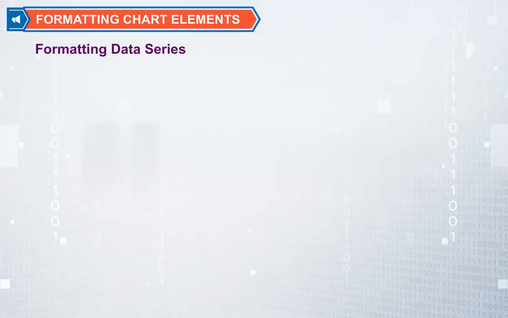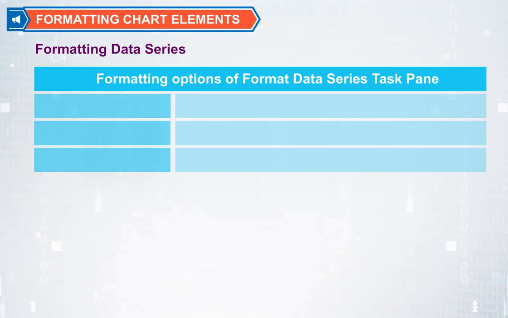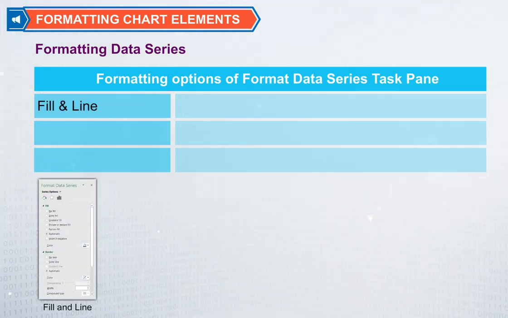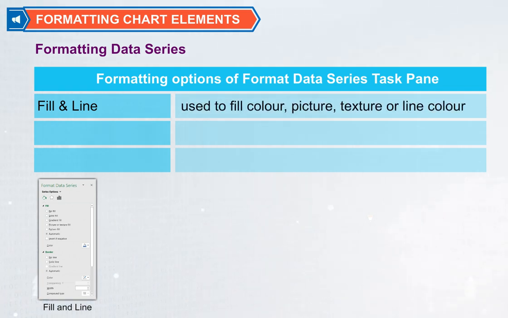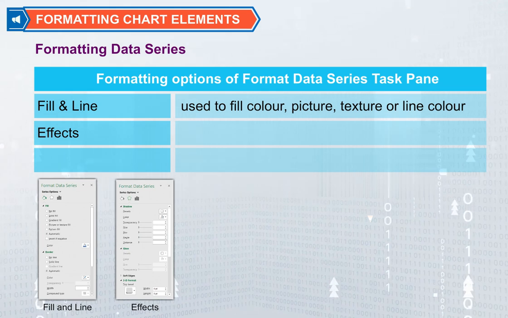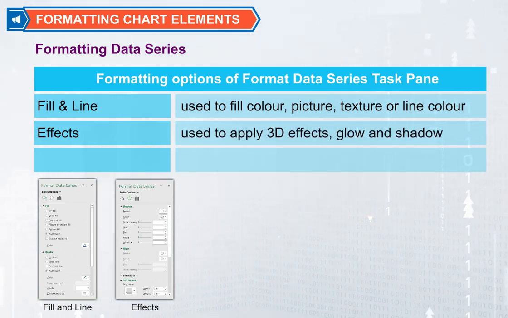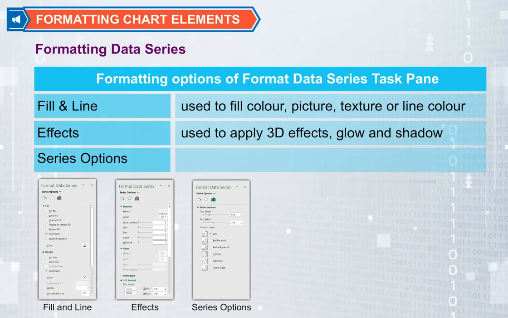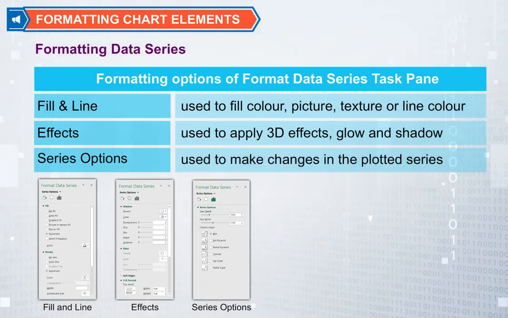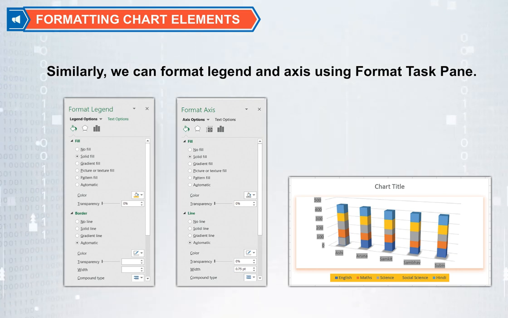Formatting data series. Formatting options of Format data series task pane. Fill and line. Used to fill color, picture, texture, or line color. Effects. Used to apply 3D effects, glow and shadow. Series options. Used to make changes in the plotted series. Similarly, we can format legend and axis using Format task pane.